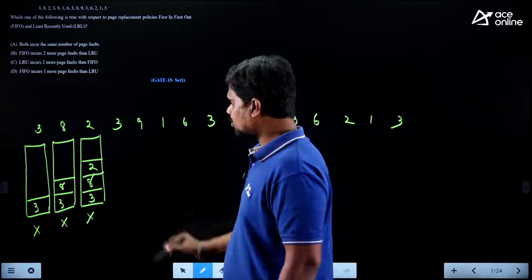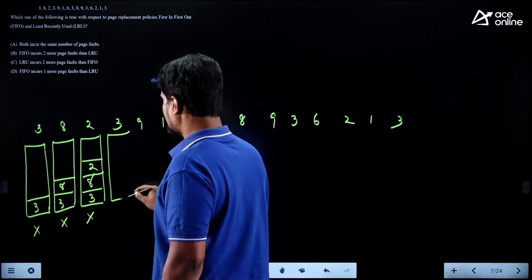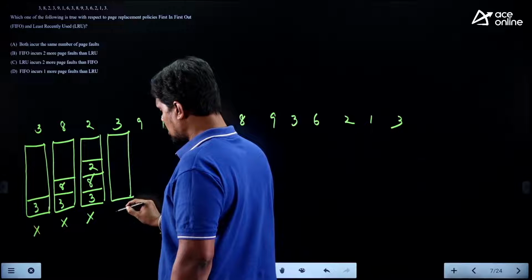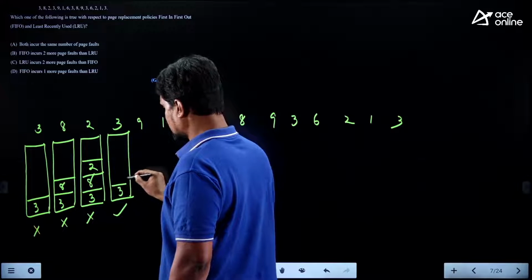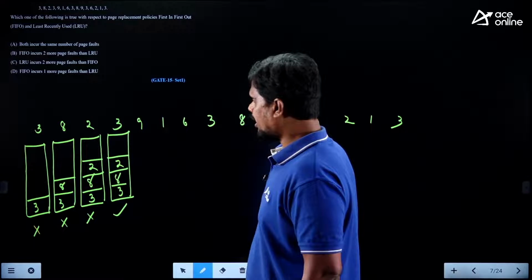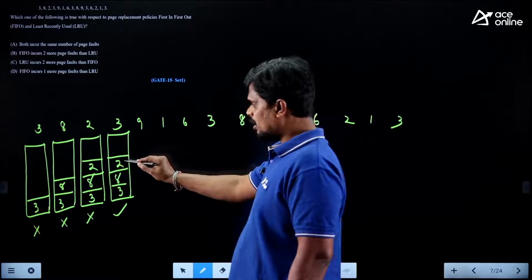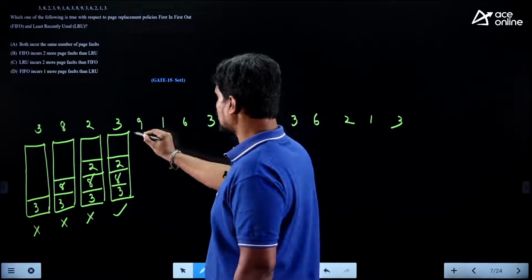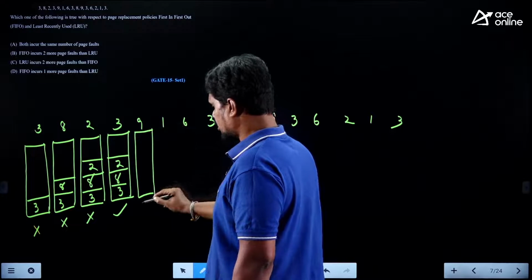Right? So now the CPU is willing to access page 3, but page 3 is already there in the main memory, right? So this is going to be a hit, page hit. So 3, 8, 2. Then the CPU is willing to access page 9, but page 9 is not part of the current main memory. So page 9 is resulting in a page fault.